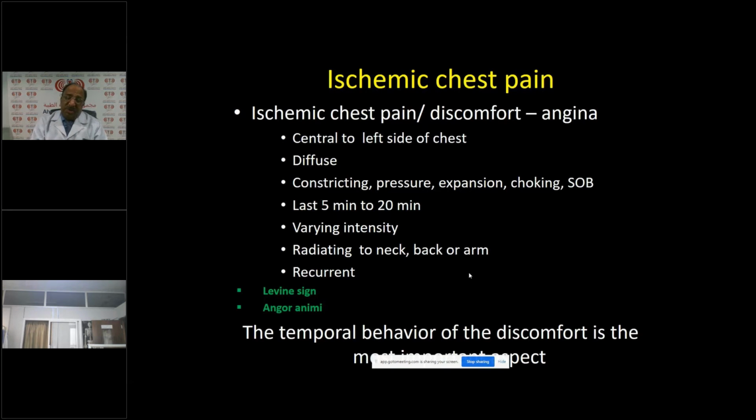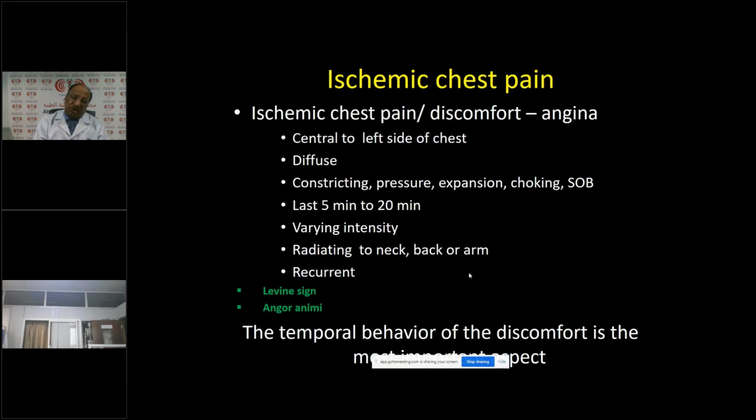Recurrence is a very important thing. Usually these warning pains occur in clusters of several episodes of 5 to 20 minutes, and then it may go into a major heart attack. Now there is something called Levine sign, which means that the patient, when he explains or describes the pain, keeps the hand on the sternum. If a patient keeps a hand on the sternum and says they have a central chest pain, most likely it is ischemic.